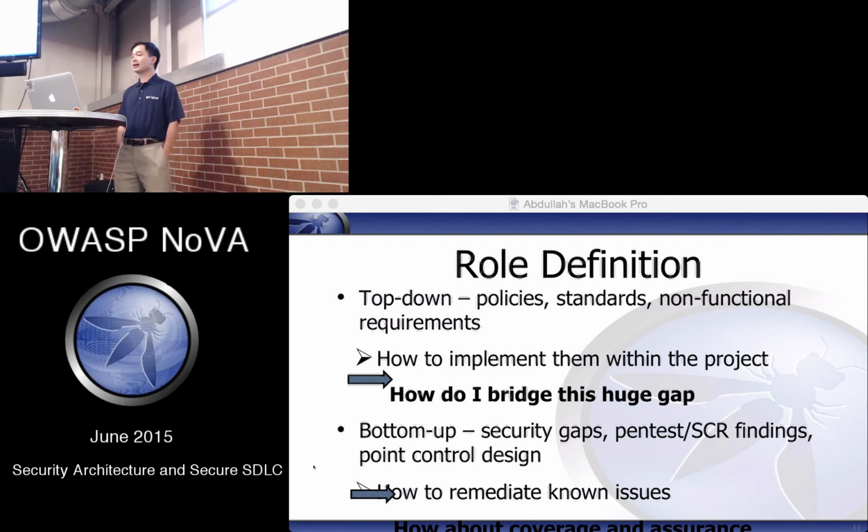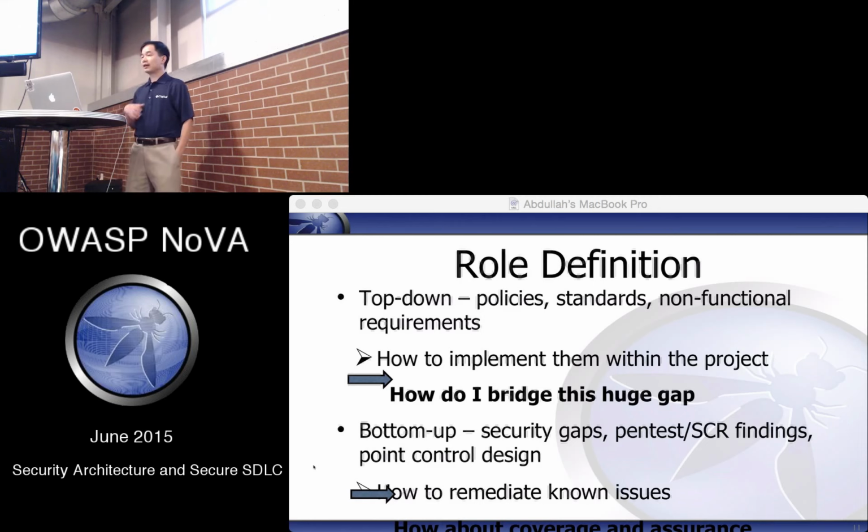But that kind of top down has a huge gap. How do you convey that, translate that into what developers can understand? Okay, that is like a 10,000-mile gap, and it's very hard. You have to do it step by step and fill in the gap. That is the major challenge.